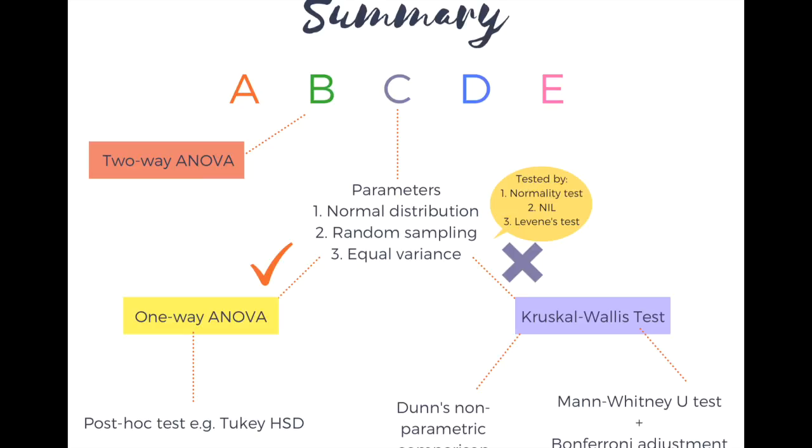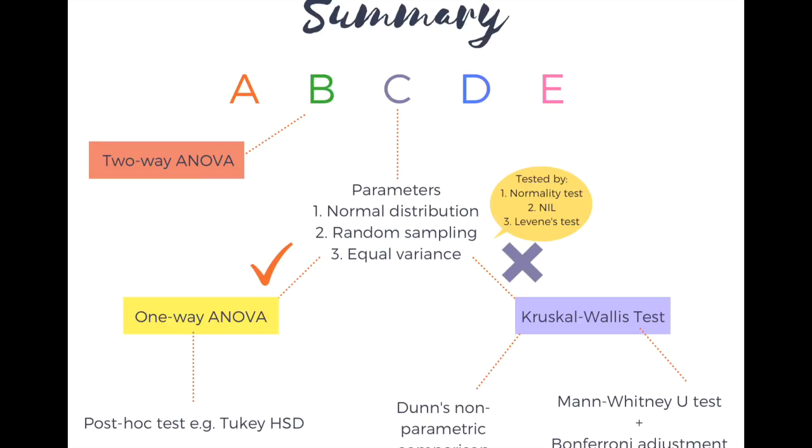Random sampling is just a way in which the samples were chosen from a larger population. And the third one we can use is the Levene's test, which is a test for equal variance, a homogeneity of variances. So if these parameters are met, we will use the one-way ANOVA, and we can run a further post hoc test, e.g. the Tukey HSD test, to find out exactly which was the group that had a different mean.